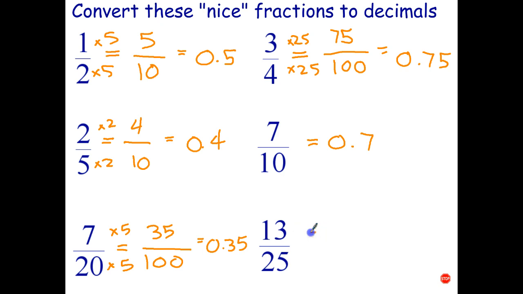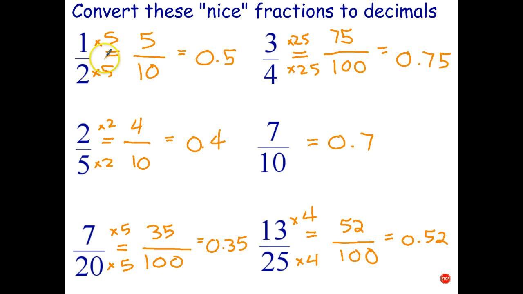And the last one, I can't convert that to 10, but I can convert it to 100 by multiplying by 4. And 13 times 4, well, if you play cards, you know there's 13 cards in a suit, 4 suits, and that gives us a total of 52 cards. So that is 0.52.